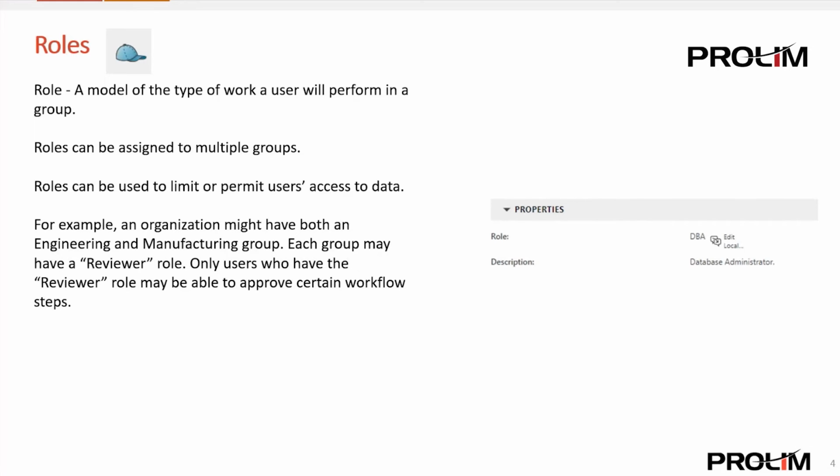Now, roles inside Teamcenter, they're used to model the type of work a user will perform in a group. For example, you could have a reviewer role, and as part of a workflow, you could restrict a particular approval step so that it must be assigned to someone who has that reviewer role available. That reviewer role could then be added to, say, both the engineering and manufacturing groups or any other groups in your organization.